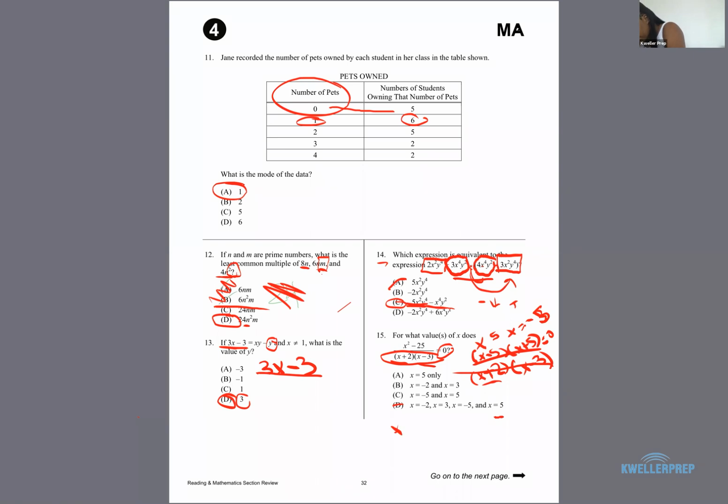So you have x squared minus 25 equals 0 over all this nonsense, over x plus 2 times x minus 3. And when you multiply this entire denominator by 0, you get 0. You're canceling out the denominator. So this gets canceled out because when you multiply anything by 0, it equals 0. So you're left with x squared minus 25 equals 0.